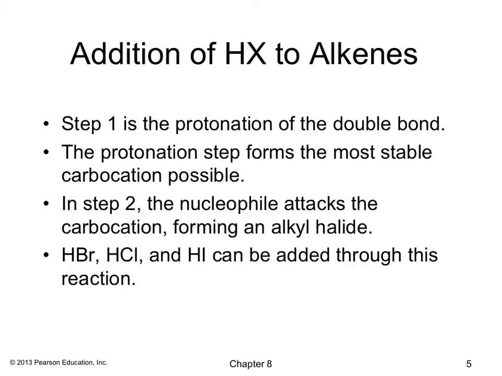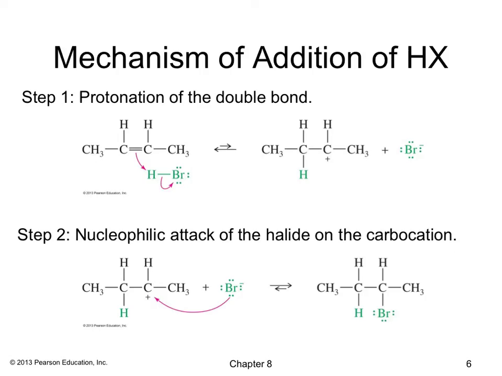Addition of HX to alkenes. Step 1, protonation of the double bond. The protonation step forms the most stable carbocation possible. In the second step, the nucleophile attacks that carbocation, forming the alkyl halide. And then in terms of the types of HX that can be added, you can have HBr, HCl, HI in terms of additions to alkene.